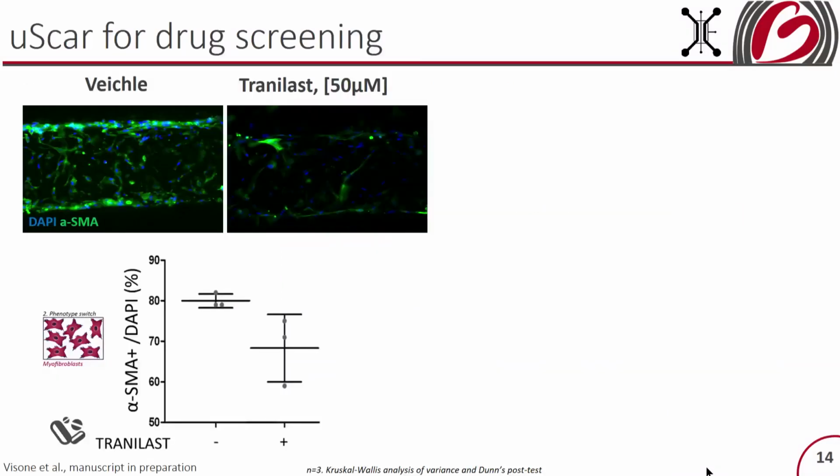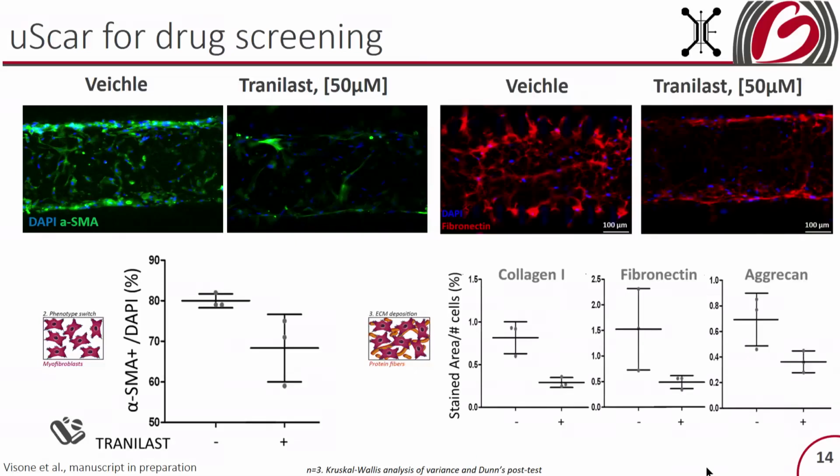And what we could observe is that when tranilast is present in the model, it counteracts the transition of fibroblasts to myofibroblasts, so it somehow stops the onset of cardiac fibrosis. This is also confirmed by the fact that we can avoid excessive deposition of extracellular matrix, again with a reduction in collagen type 1, fibronectin, and aggrecan deposition in the model.